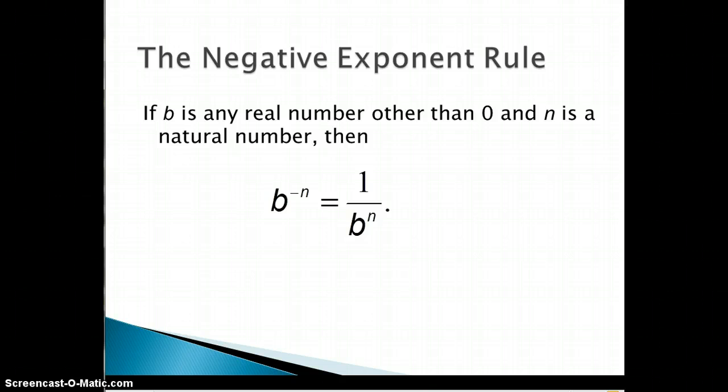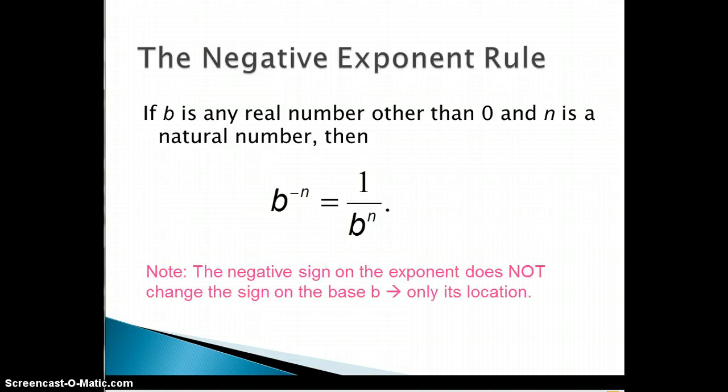The negative exponent rule says that if b is any real number other than 0 and n is a natural number, then b to the negative n is equal to 1 over b to the positive n. So note that the negative sign on the exponent does not change the sign on the base b, it only changes its location. So the b to the negative n is technically in the numerator since there is no fraction bar on that side. But we can rewrite that by moving that base of b to the denominator, and that changes the exponent to a positive exponent.